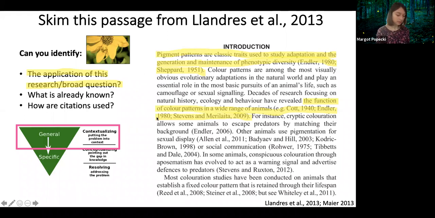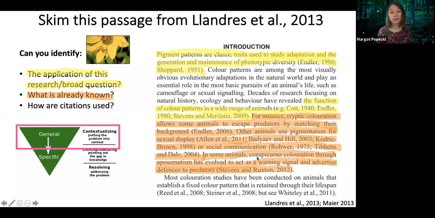So again, I would say that the application of this research is to understand more about adaptation and how phenotypic diversity is generated, and also to understand the function of color patterns across a wide variety of animals. We also are given information about what is already known. As you can see here, there's a lot of information about other studies and what they've found. So that's how those citations are used. They're used to, again, support these points, these additional studies that have paved the way for our study. You'll notice that these citations are shortened.